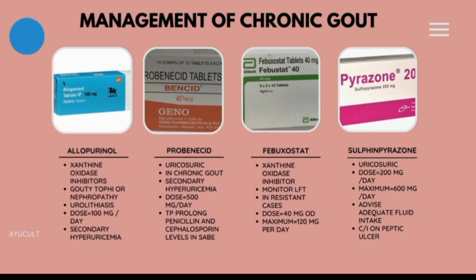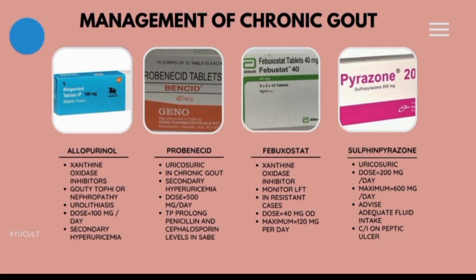Third drug is febuxostat. It is a pretty popular drug for gout nowadays. It is a xanthine oxidase inhibitor. Dose is 40 mg OD, which can be increased up to a maximum of 120 mg per day. But remember, this drug is hepatotoxic, so monitor LFTs of your patient. It can be used in cases resistant to allopurinol and probenecid.